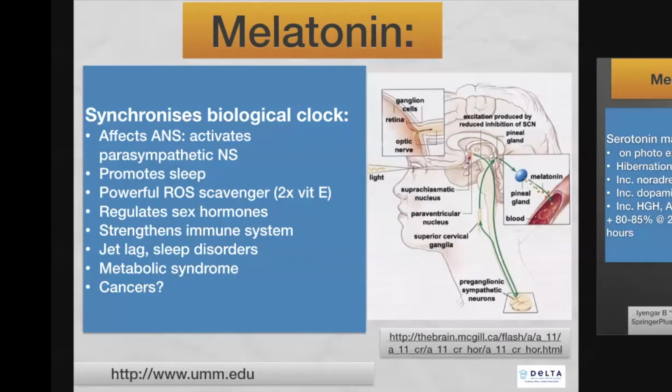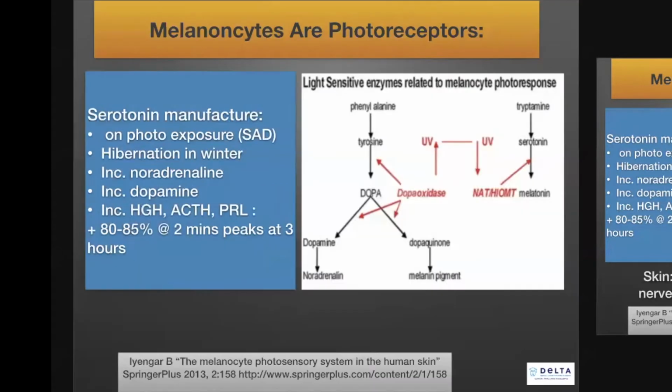And people who've got sleep disorders are much more susceptible to infection, as well as possibly to various cancers, as well as to metabolic syndrome. And so the regulation of light is something which is essential to our healthy metabolism.